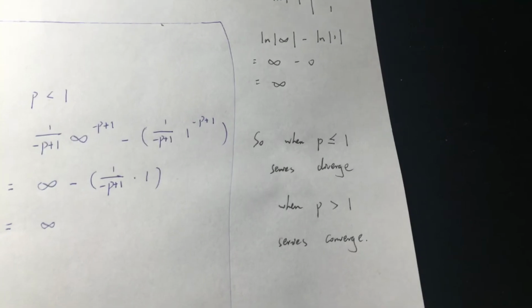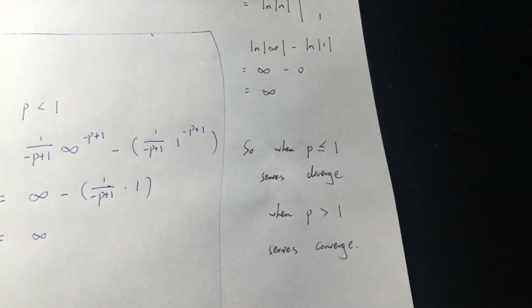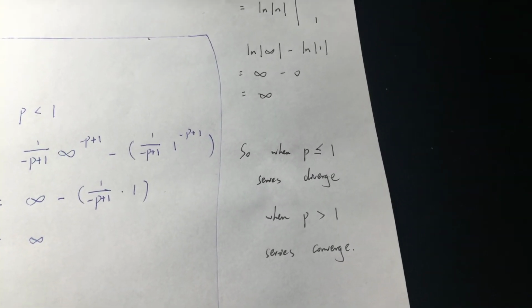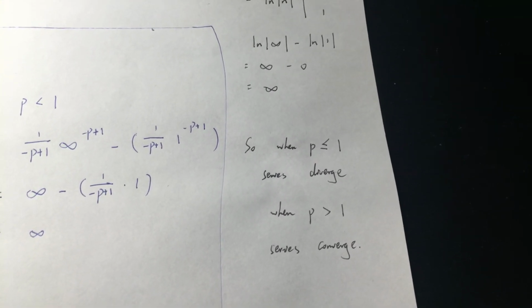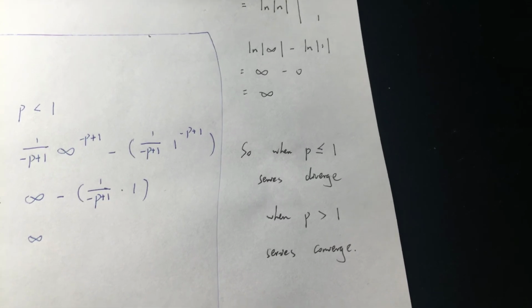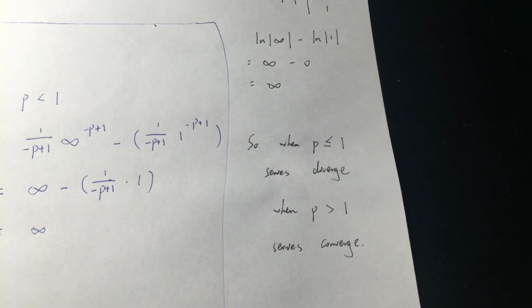So the conclusion is, when p is less than or equal to 1, the series will diverge. When p is greater than 1, the series will converge.